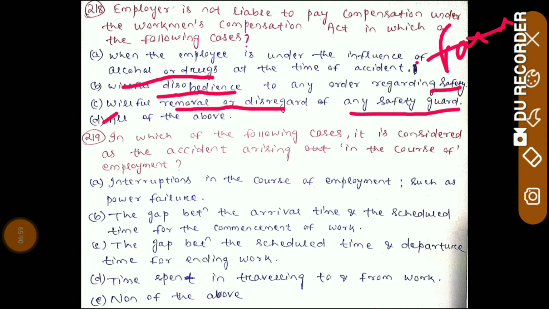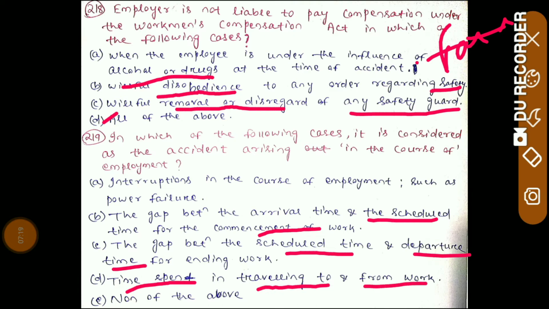Interruptions in the course of employment, such as power failure; the gap between the arrival time and the scheduled time for the commencement of work; the gap between the scheduled time and the departure time for the ending of work; time spent in traveling to and from work; none of the above. Here the answer is option E, none of the above, because under all of the following conditions, if an employee is following or acting on the order of the employer or his agent, then all of the following conditions are satisfied.